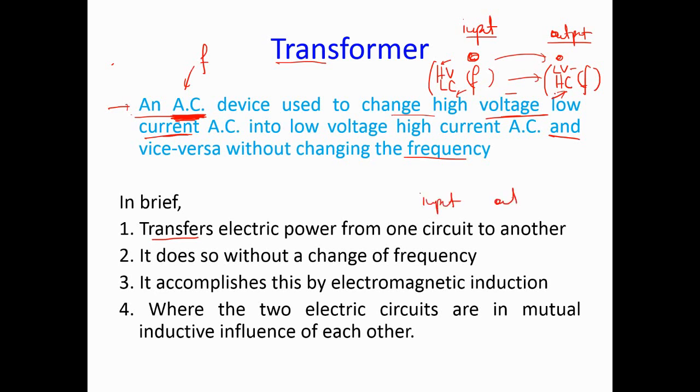So in brief, it transfers electric power from one circuit to another circuit, from an input circuit to an output circuit. It does it without changing the frequency. So the frequency at input will be equal to the frequency at output. It remains constant. And it accomplishes this by electromagnetic induction. So this is the keyword here. It uses induction to transmit the energy from the input circuit to the output circuit, right?